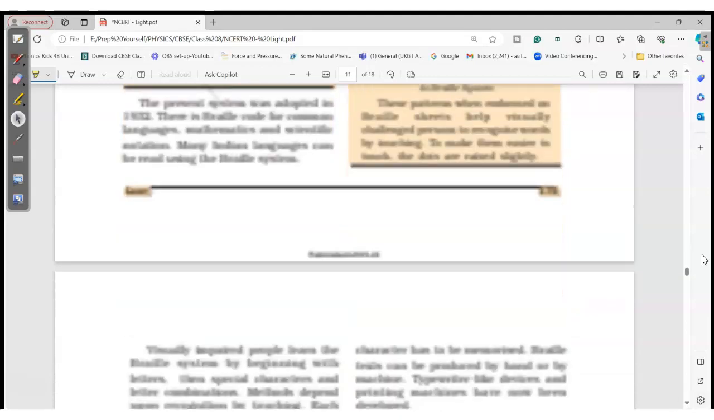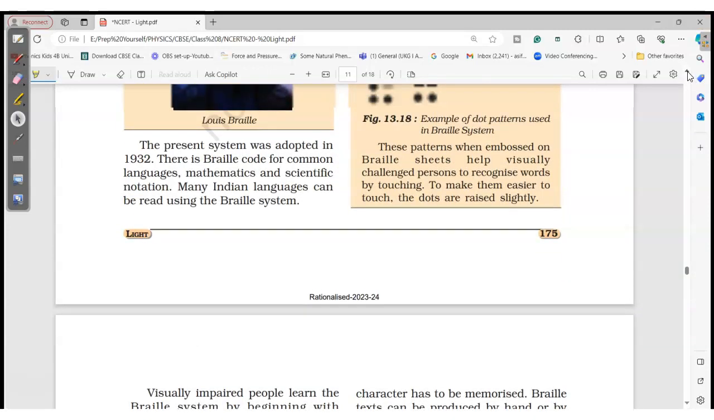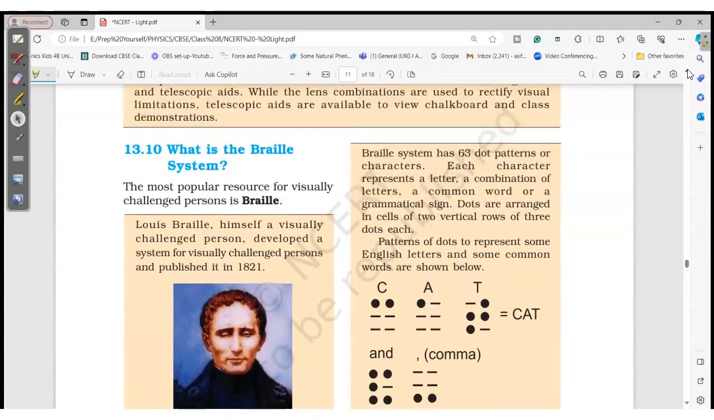Okay, now let us understand how a visually impaired person can read and write. For this, we have a special device which is called the Braille system. Okay, now this Braille was discovered by Louis Braille. Braille was himself a visually challenged person. Okay, he developed a system for visually challenged persons and published it in 1822. And this system is called the Braille system.